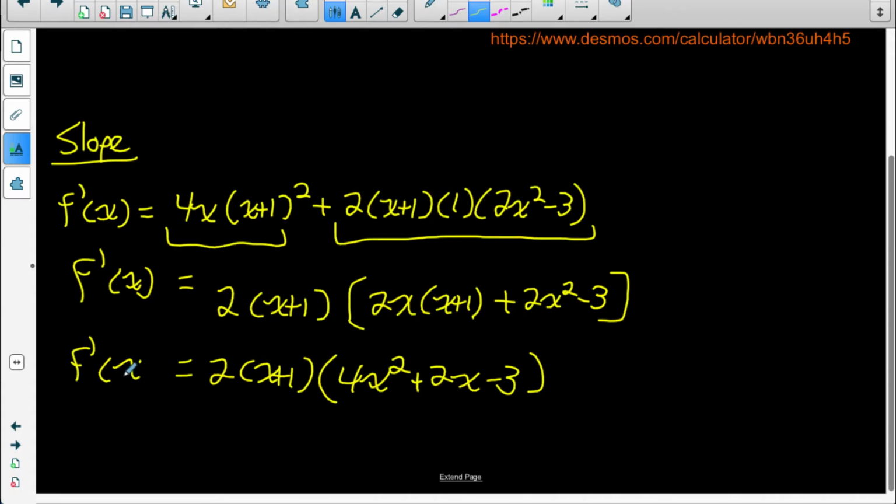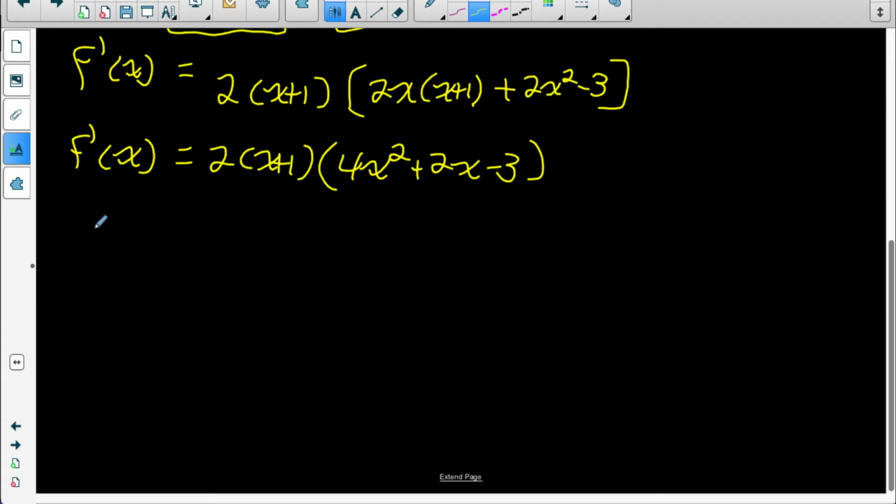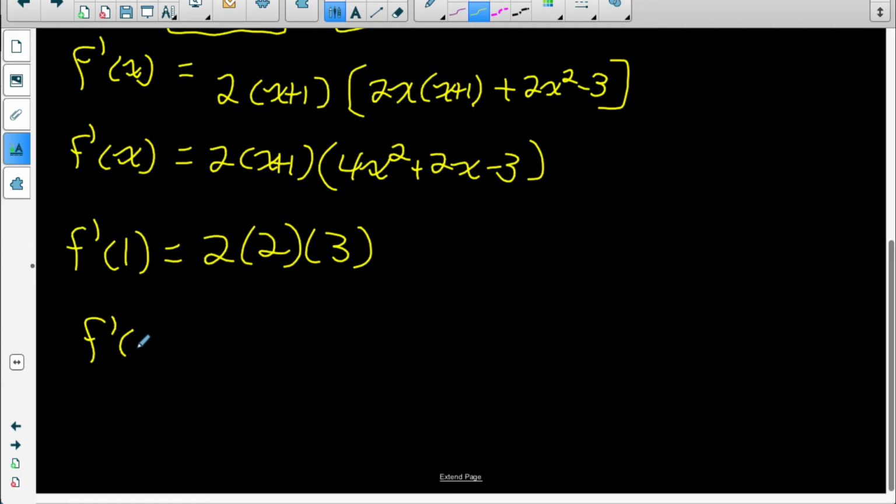I can use that to find the slope of the tangent at any point we want, and we want the slope of the tangent when x is 1. So let's plug in 1 to this. I'll get 2 times 3. So f prime at 1 equals 12. That tells me the slope of the tangent when x is 1 is 12. So I have the slope.